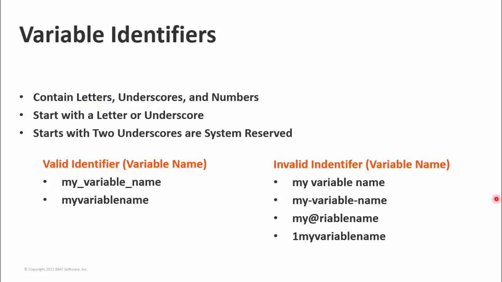Some examples of invalid variable names or identifiers would have spaces in them, such as my space variable space name, or dashes. Dashes are not allowed because dashes are interpreted as a minus sign. Also, special characters are not allowed inside of variable names, and a variable name cannot start with a number.